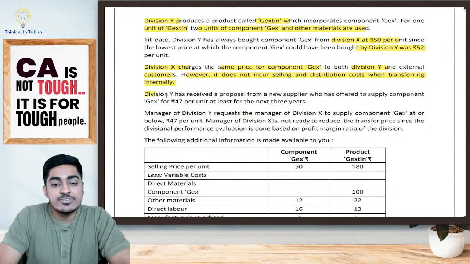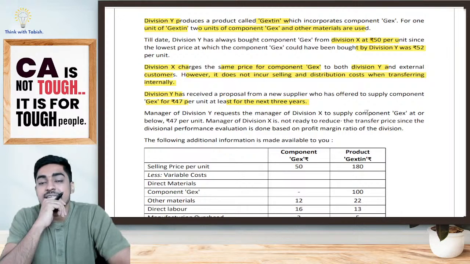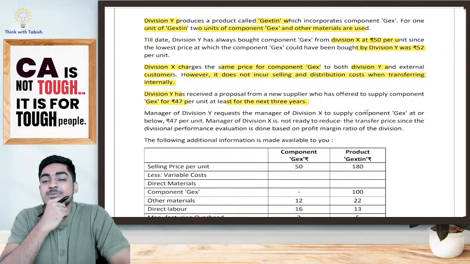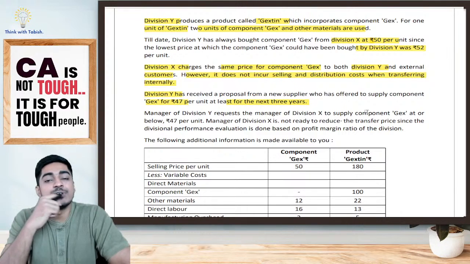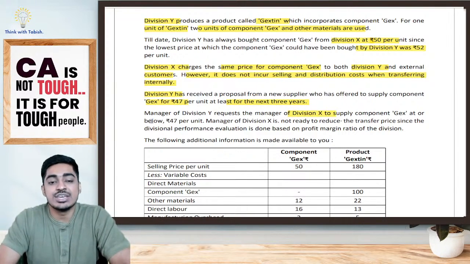Division Y has received a proposal at 47 rupees for at least the next 3 years. A new supplier has come, saying he will give it at 47 for at least the next 3 years. Now Division Y is thinking: if I buy from X it is 50 rupees, if I buy from outside it is 47. 47 is better, right? But before taking a decision, he goes to X and asks, can you give it to me at 47 rupees? X is not ready.